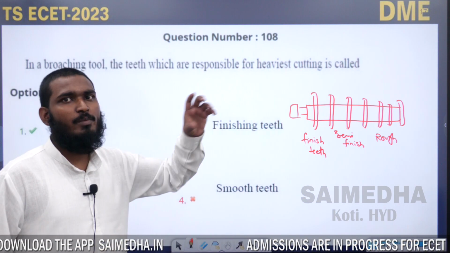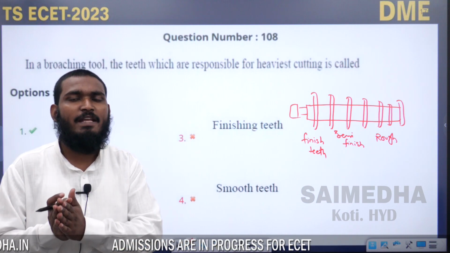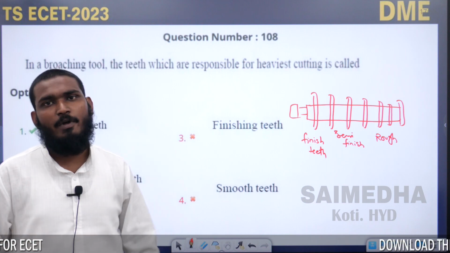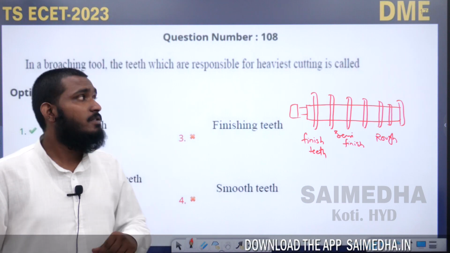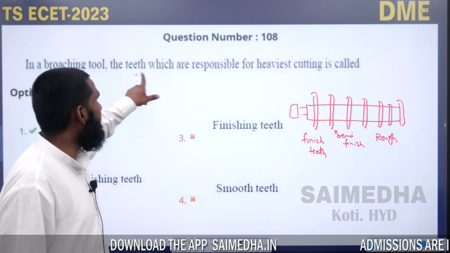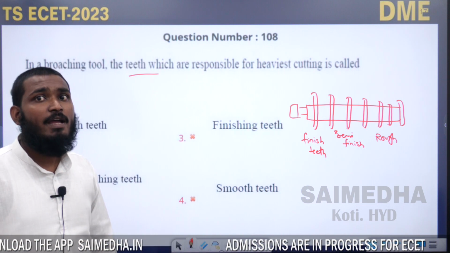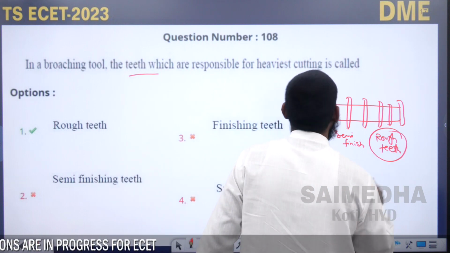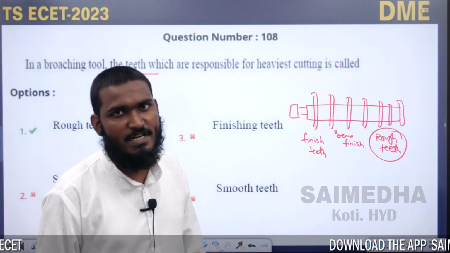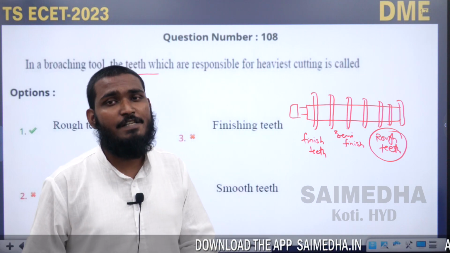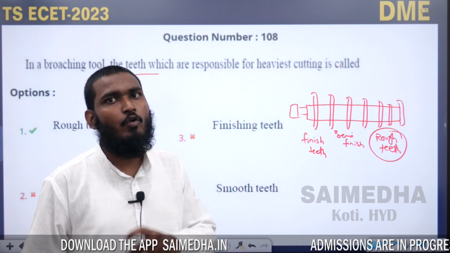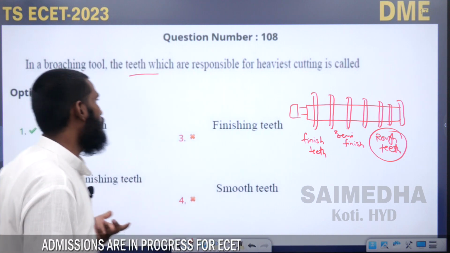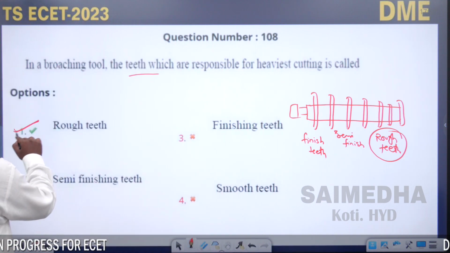Whenever we take the broach tool, in one tool only we have the rough teeth, semi-finishing teeth, and finishing teeth. All those operations are performed simultaneously at one time itself. Now, in a broaching tool, which teeth are responsible for heaviest cutting? Rough teeth. With the help of rough teeth, a larger amount of material, meaning the heaviest cutting operations, is removed. Then if you want to give a surface finish on the workpiece, we go with semi-finished teeth and finished teeth. So which option is correct over here? Rough teeth. Option number 1 is correct.